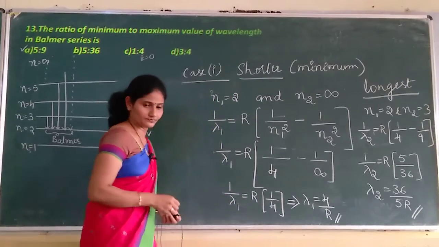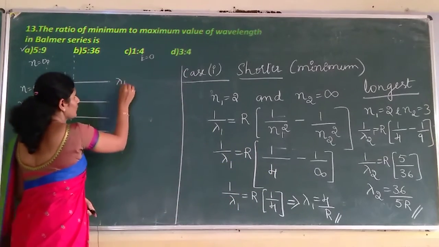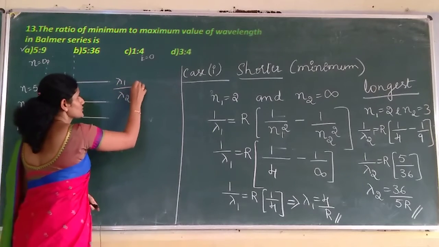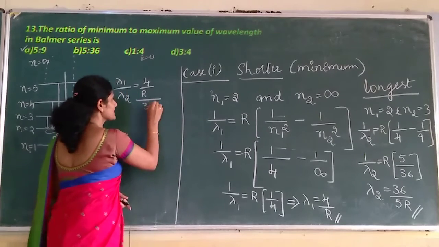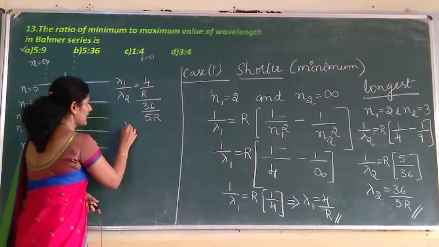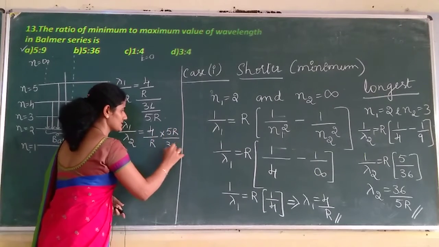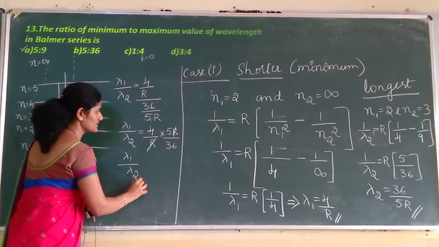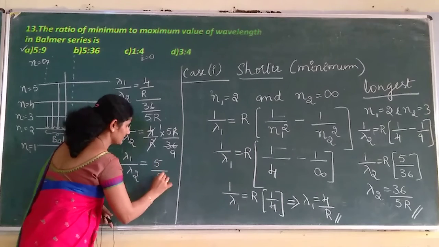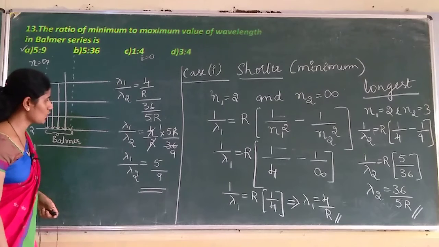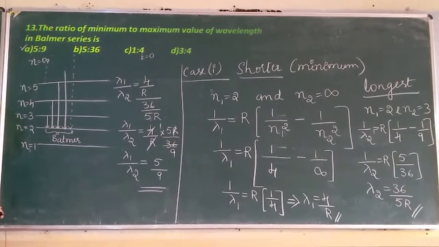Now let us take the ratio. Lambda 1 divided by lambda 2, ratio of minimum to maximum. Lambda 1 is 4 by R divided by lambda 2 which is 36 divided by 5R. Lambda 1 by lambda 2 is equal to 4 by R into 5R divided by 36. So lambda 1 by lambda 2 is 5 by 9. So the ratio of minimum to maximum value of wavelength is 5 by 9. Therefore, the correct option is option A, 5 is to 9.